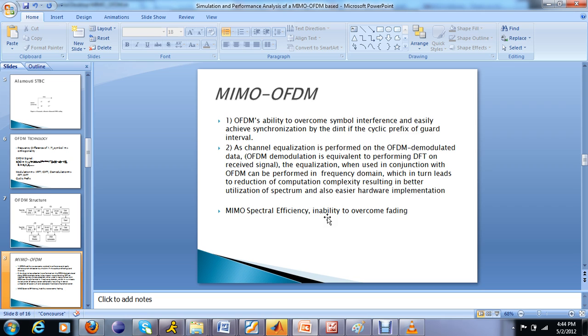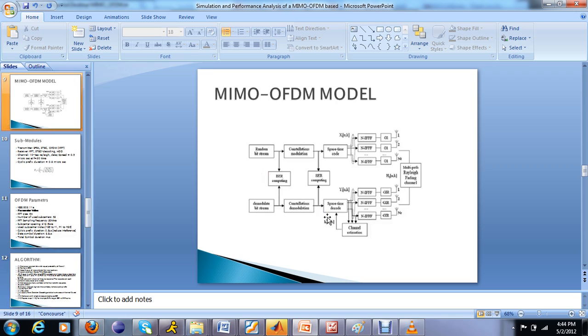MIMO system is also spectrally very efficient, but the problem is that it cannot overcome deep fading, which OFDM is good at. Therefore, a solution is to combine both of them. This slide shows a MIMO-OFDM model.